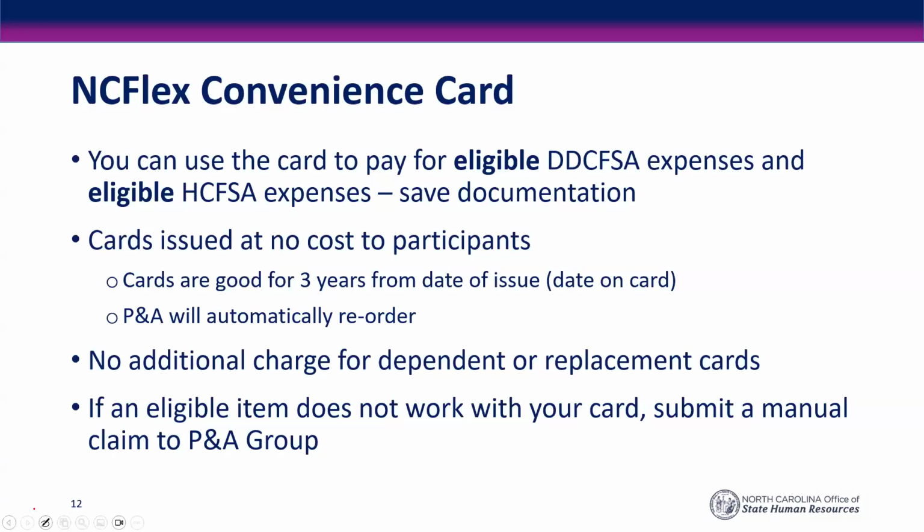And you can also order cards for dependent children up to age 26 and over 18, and for spouses, you can order them a card too. If an eligible item doesn't work when you swipe your card, submit a manual claim to P&A. And Rebecca said, is makeup with SPF 15 eligible? Technically, it should be eligible, so you may have to file a manual claim because your card probably won't recognize it as eligible.